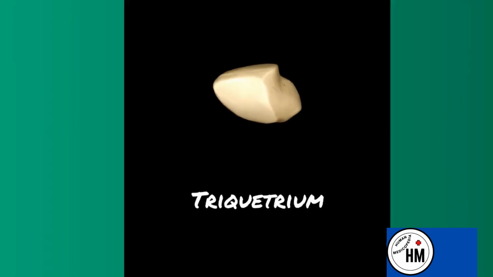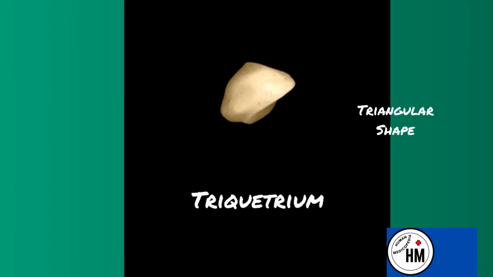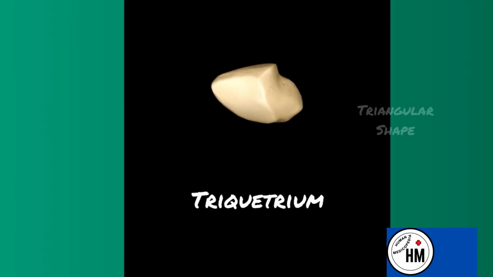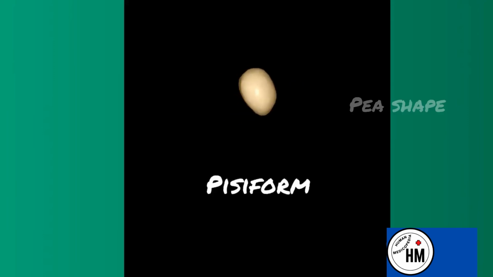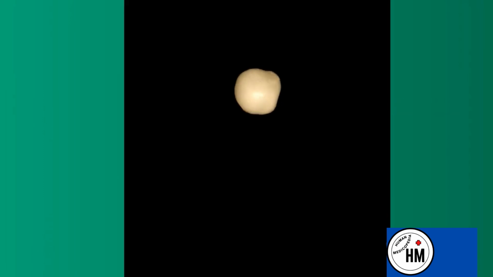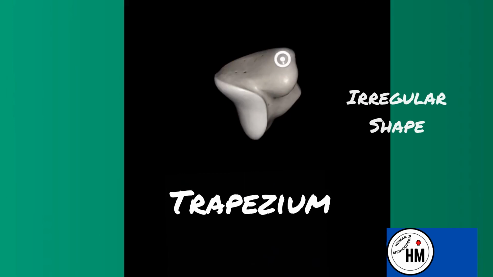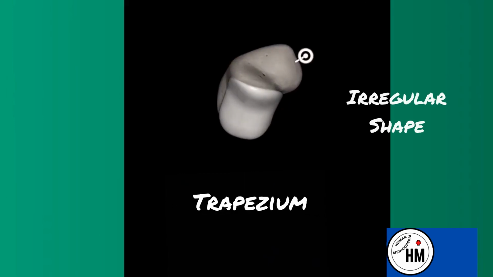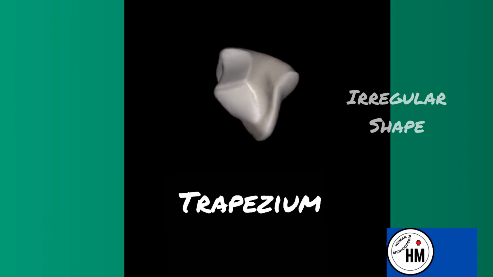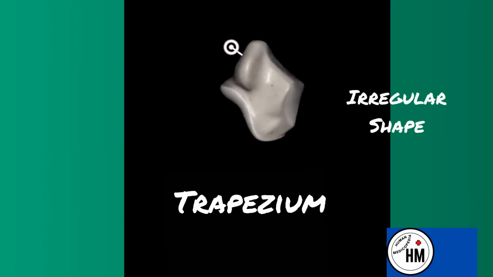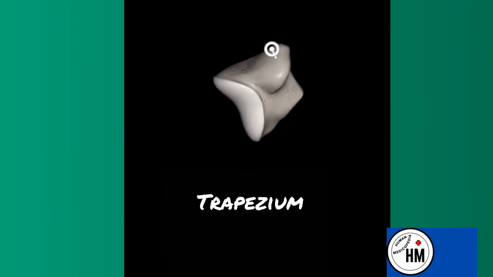The triquetrum, it is triangular in shape. The pisiform bone is P shape. The trapezium, that is present at the base of the thumb, it is irregular in shape. The trapezoid is pyramidal in shape.